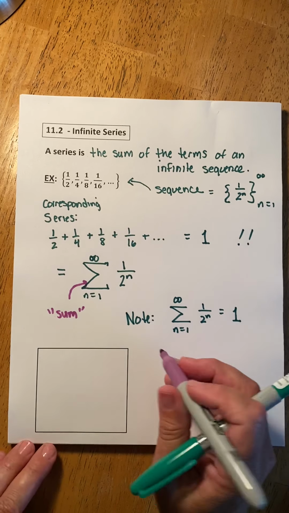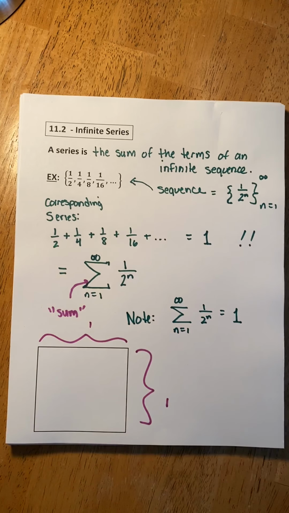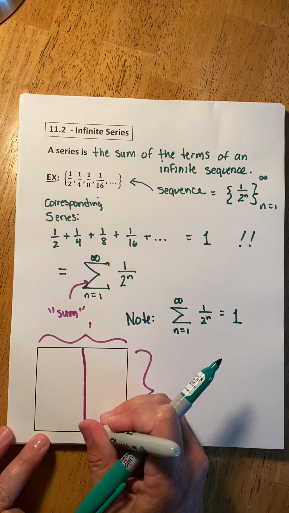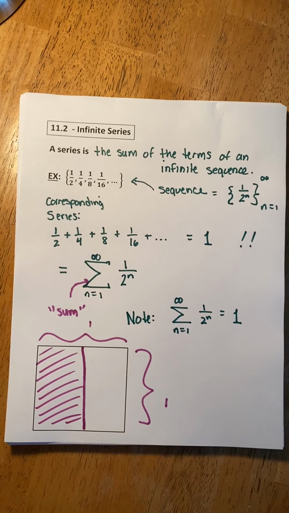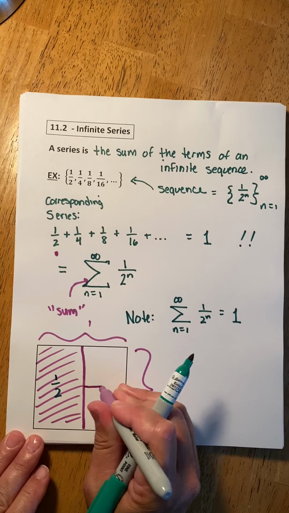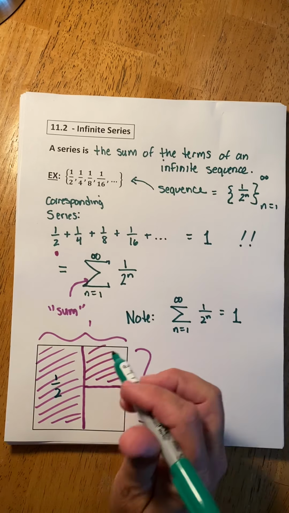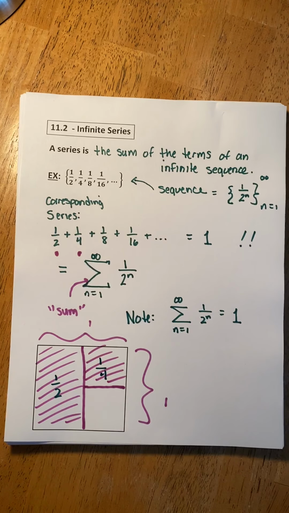Let's suppose we have a square, and each side is 1 unit. Let's take half of that square and look at the area. You agree that this is 1/2? So that represents the first term in the sequence. I'm going to take what's remaining, which is 1/4 of the square, and add that. So 1/2 plus 1/4 is 3/4 of the entire square.